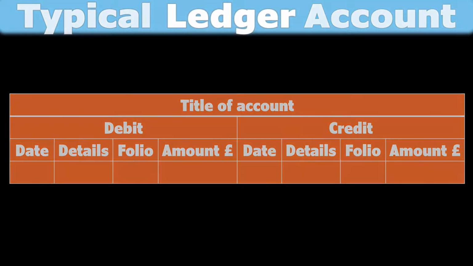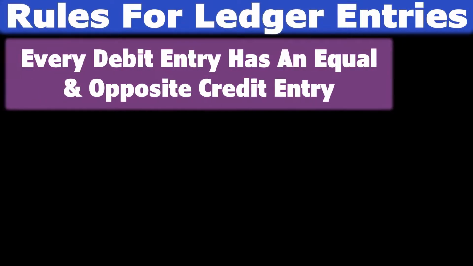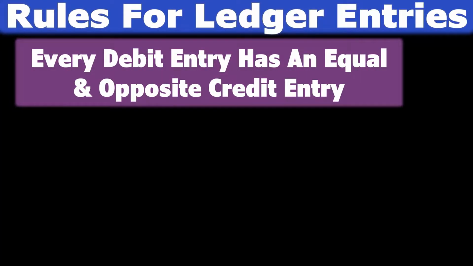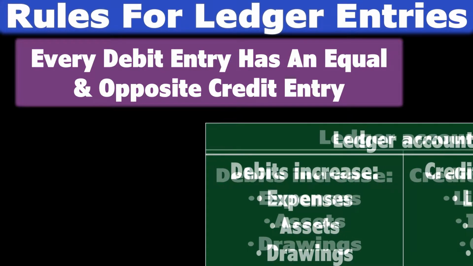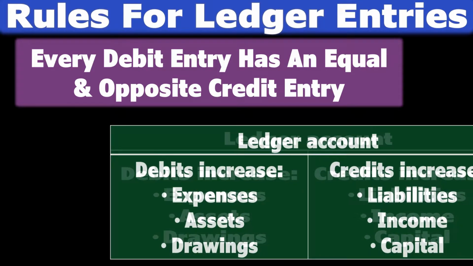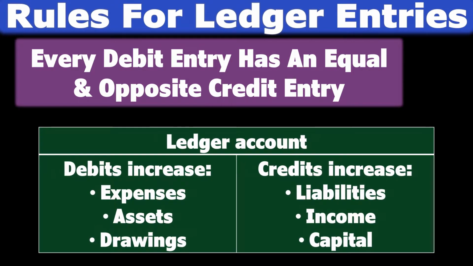Let's discuss handy rules for how to enter information into the ledger accounts. First, we should remember the golden rule that every debit entry must have an equal and opposite credit entry. We should also remember the mnemonic DEAD CLIC, which means that debits are increased by increasing the expenses, assets and drawings, and credits are increased by increasing the liabilities, income and capital. Note that if the values decrease, then the columns swap.